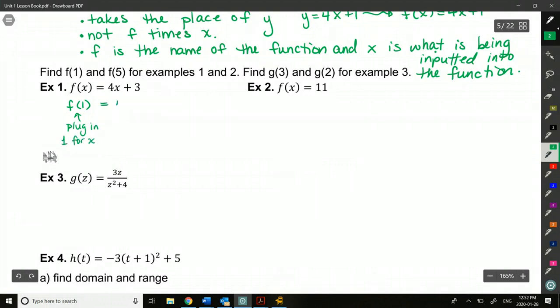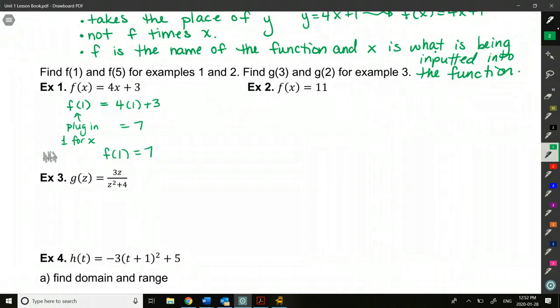Wherever I see an x in my function, I will sub in 1, and then I'm going to calculate. So it'll be 4 times 1 plus 3, which gives us 7. So I can say f at 1 equals 7. The function's value, when I input 1, gives me out 7. That's what it's telling us.